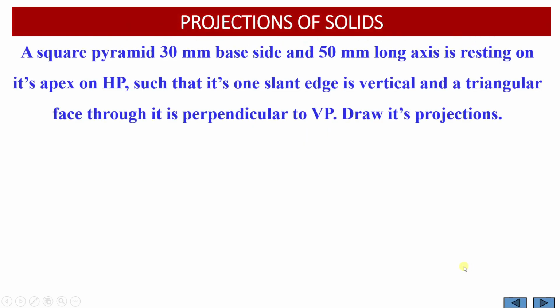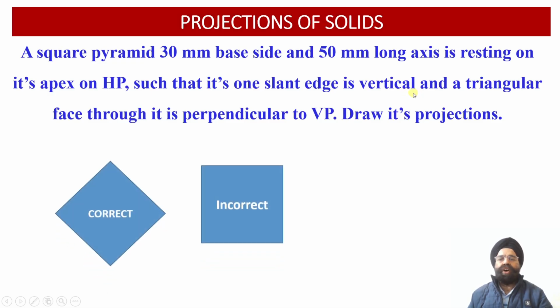Now here we have been provided with an oblique square pyramid which is having edge of the base equal to 30 millimeter and the axis height equal to 50 millimeter. This square pyramid is located in the inverted orientation in such a way that the apex of this square pyramid is resting on the horizontal plane and one of its slant edges is vertical. Vertical means that it is perpendicular to the horizontal plane.